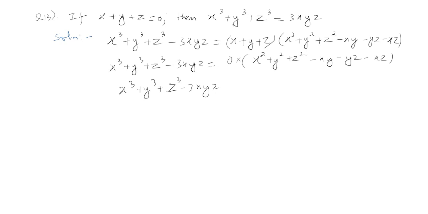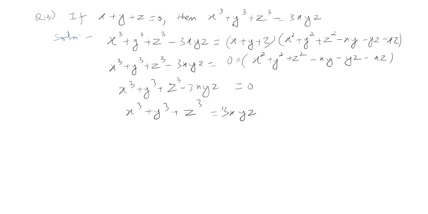Now 0 into anything is 0. So this right hand side completely comes to 0. Now we have here one negative term, minus 3x. This I can transfer to the right hand side. So on the left hand side, I will be left with these three terms only, that is x cube plus y cube plus z cube, and on the right hand side, we'll have 3xyz.